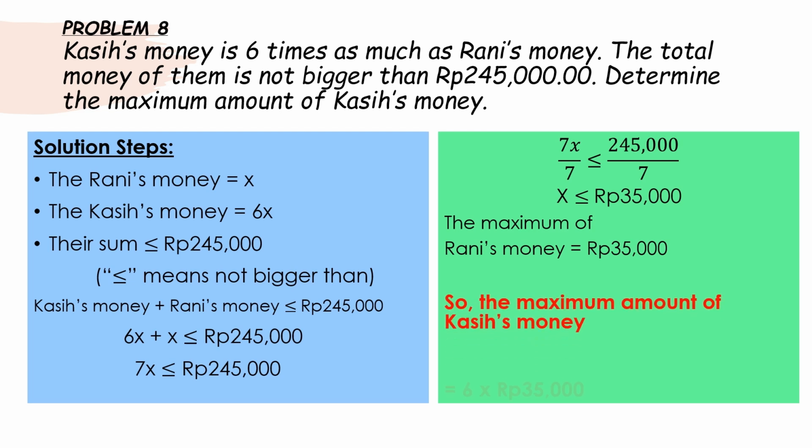So the maximum amount of Kashi's money is 6 times 35,000 equals 210,000 rupees. Okay, I hope all of you can understand.